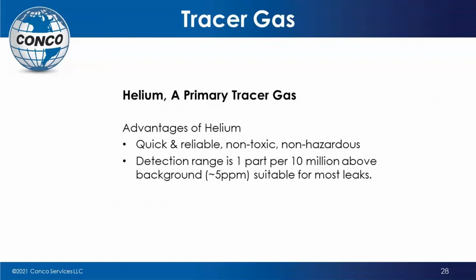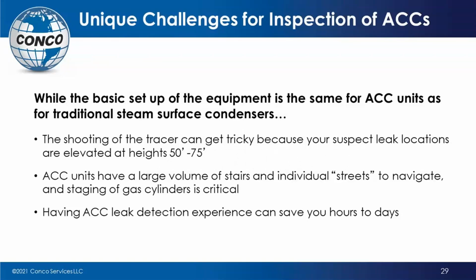Helium is the gas that we use. Helium is quick, reliable, non-toxic, non-hazardous, so no EPA issues. It's an accepted form of tracer gas used throughout the industry. It's very sensitive. Detection range is 1 part per 10 million, so it can find most every leak that you're going to have. So that is the gas that is used in order to find the leak itself.